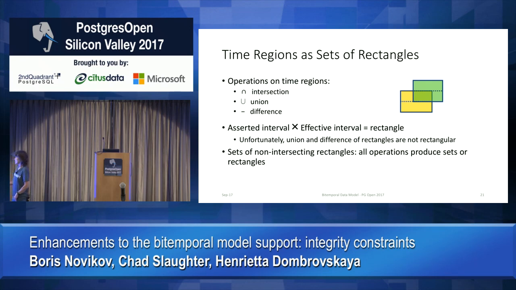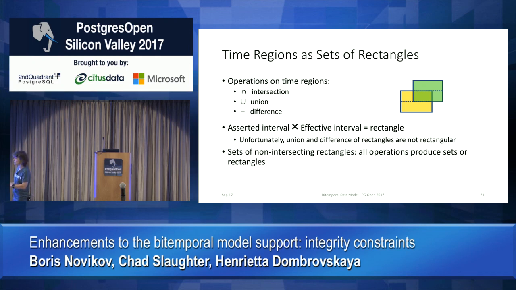In order to move forward, we need to define that if we represent each time region as a set of rectangles, then any of the intersection, union, and difference will also be a set of rectangles. Otherwise we're in very bad shape, because the results of these operations are not rectangular.